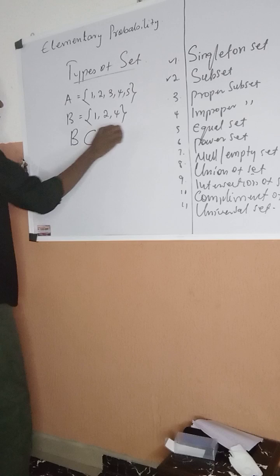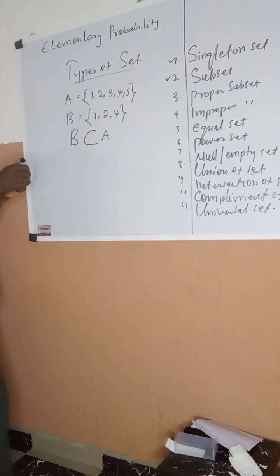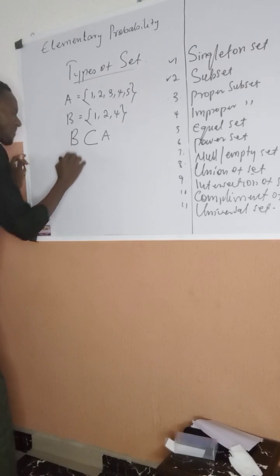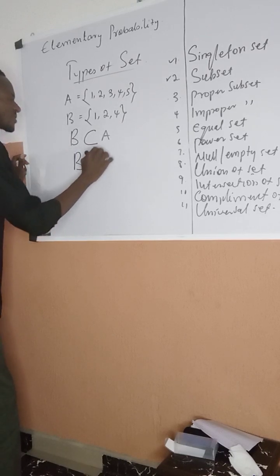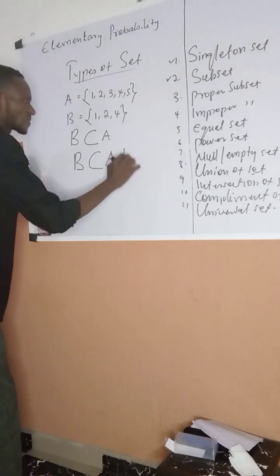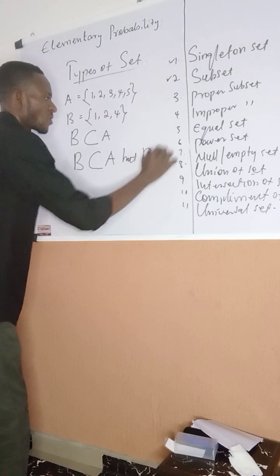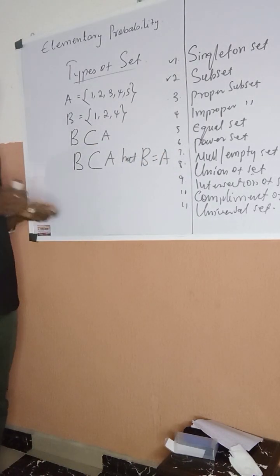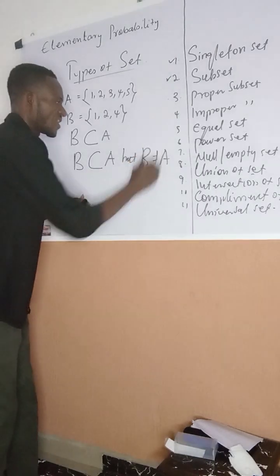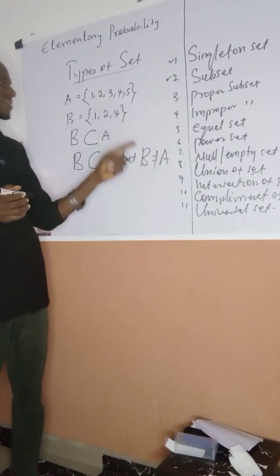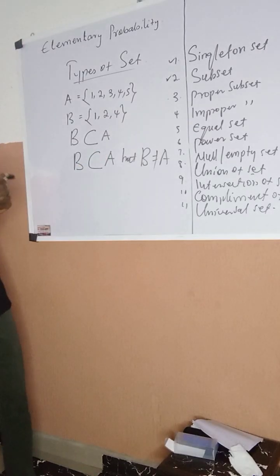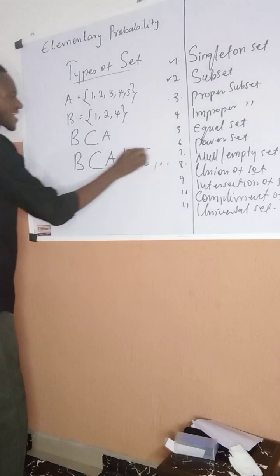Look at the language here. For it to be a proper subset, we are going to say that B is a subset of A, but B is not equal to A. That is to say, there are other members in A which are not contained in B. We call it proper subsets.